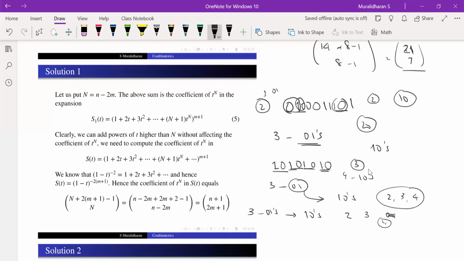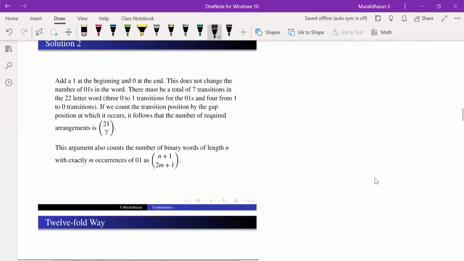Suppose I take a sequence like 0 1 0 1 0 1, and we add a 1 before and a 0 after. Will this change the number of 01s? Because I am not adding, so it will be 1 0 1 0 1 0. So it will not change the number of 01s, but it will change the number of 10s to exactly 3.